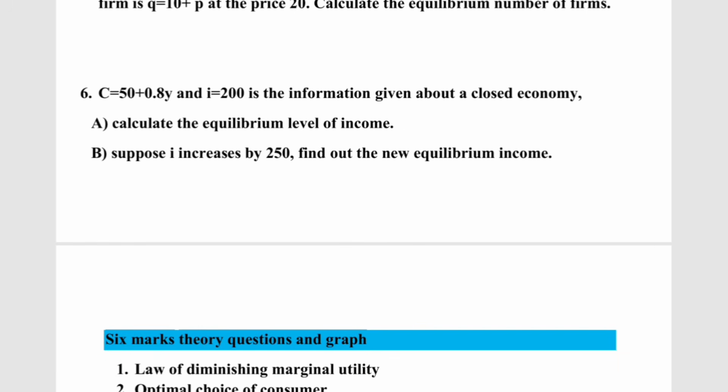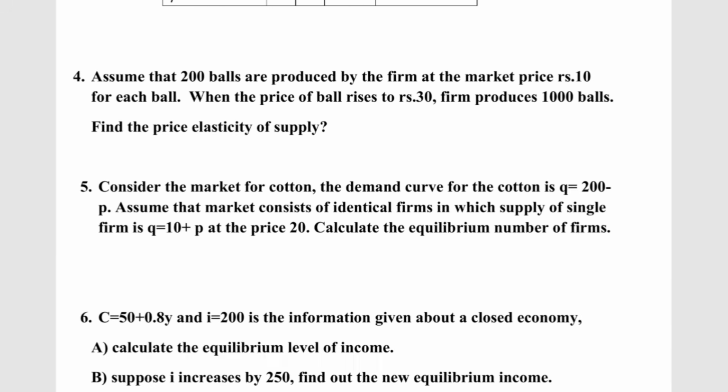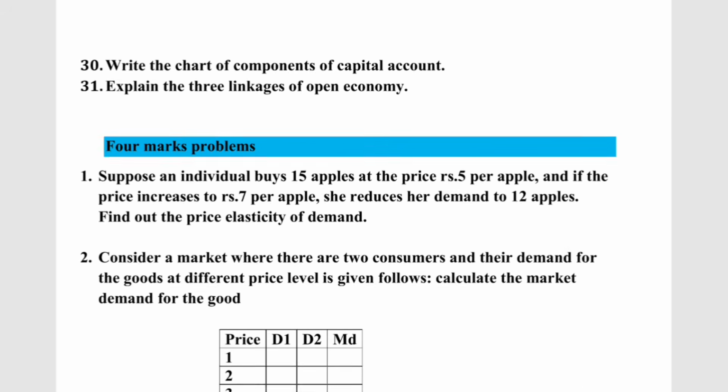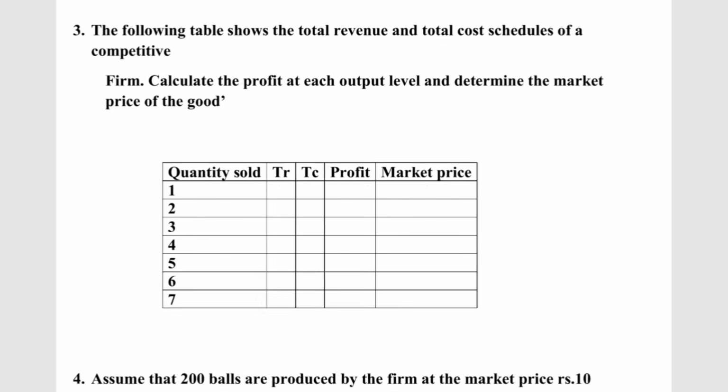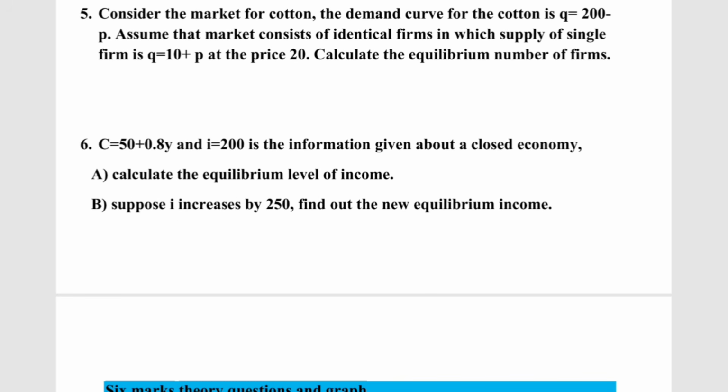Next, the 6th question I have taken from determination of income and employment. C = 50 + 0.8Y and I = 200 is the information given about the closed economy. Calculate the equilibrium level of income. Next, suppose I increases by 250, find out the new equilibrium income. If you guys are going to be following these problematic questions and the theoretical and graphical questions, definitely the 9 questions are going to be arising from this PDF only or from this video itself.